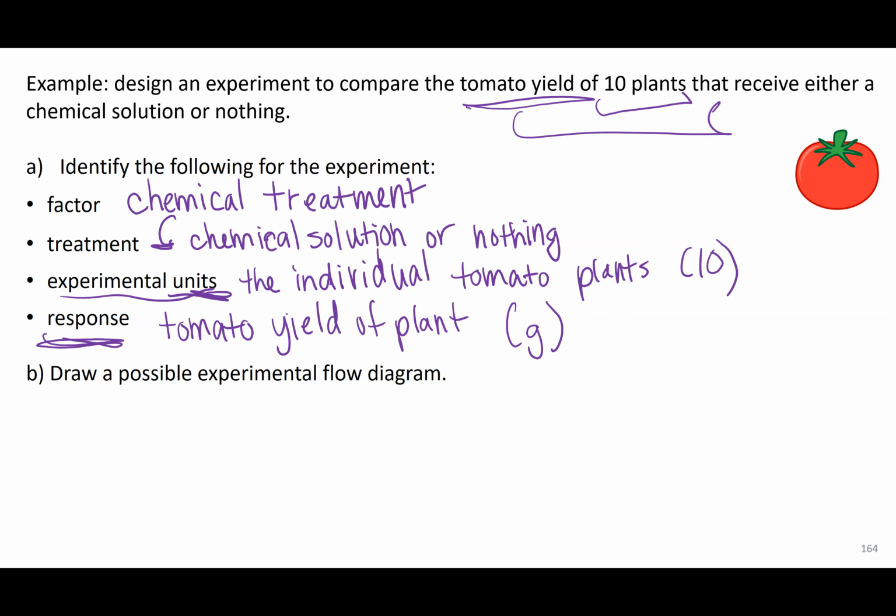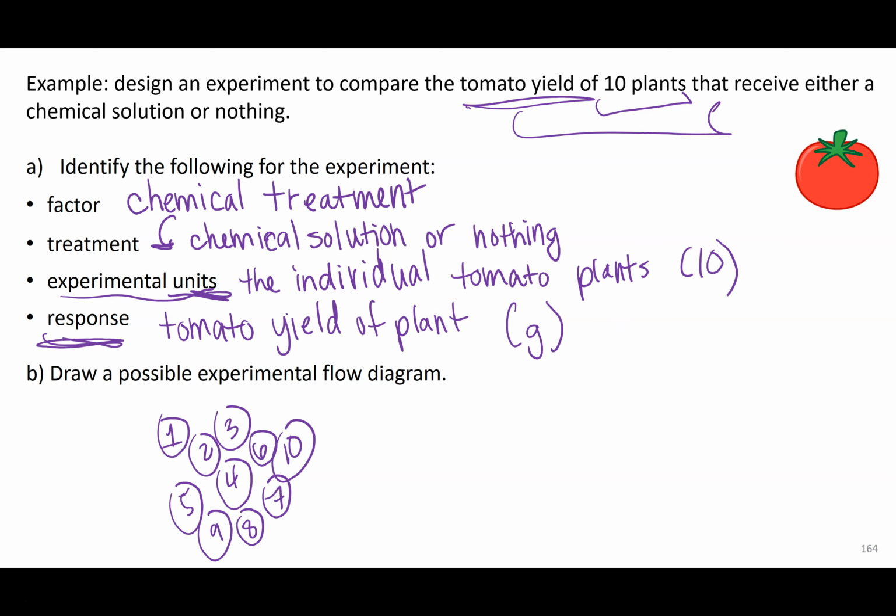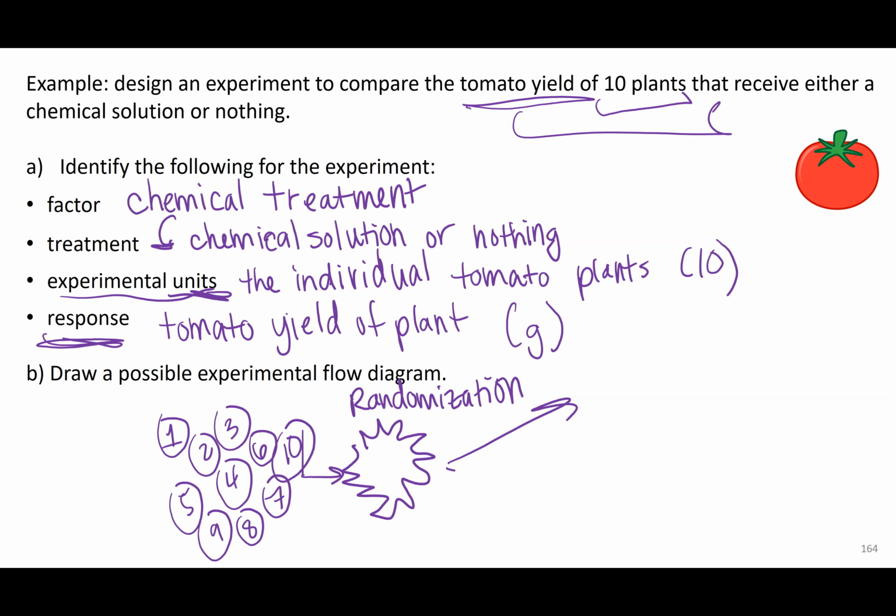So draw a possible experimental flow diagram. So I'm going to have my 10 tomato plants here. It's going to look very, very similar to that last slide. So I have 10. So what's going to happen? That's my, oh my gosh, I can make it cooler. My randomization. Right? Don't quit my day job. Is that what people are saying? Maybe.